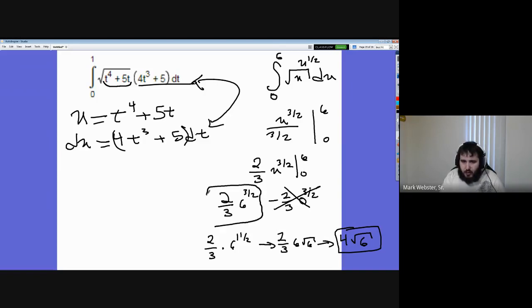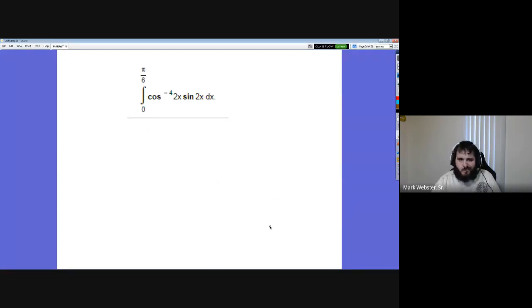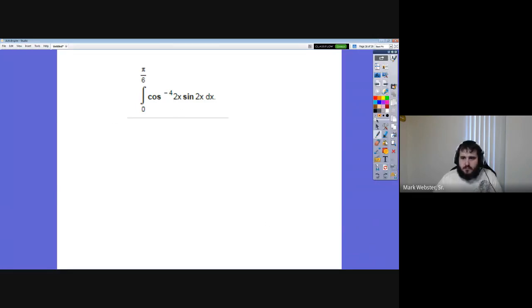But on the AP exam, they're looking for a number. This is a number. You can leave it here instead of going all the way down to this. Remember, you can make your graders work for their money. Don't be afraid to make your graders work for their money. All right, let's try another one. Same idea.